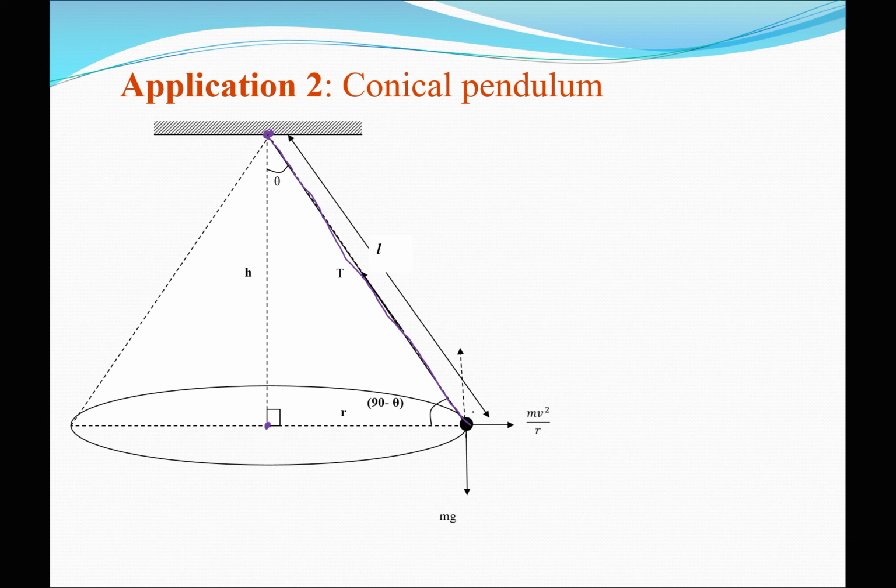So this time, the length of the string is not the radius of the circular path, because the string is inclined at an angle, say theta, to the vertical, to make the object describe a horizontal circle, so that the string sweeps through a conical shape. That's why we call it a conical pendulum.